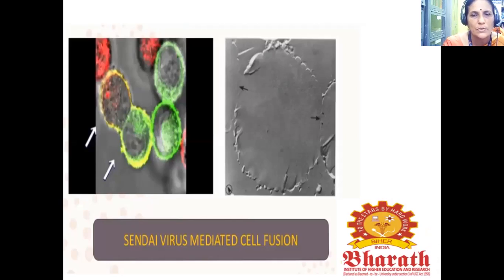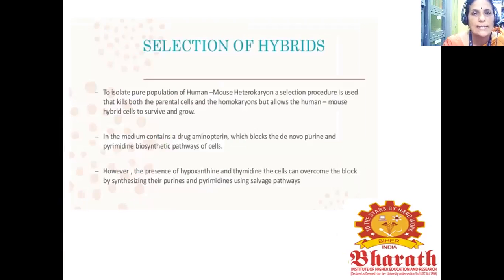So, microscopic observation, and the next step is selection of hybrids. To isolate a pure population of human-mouse heterokaryons, a selection procedure is used that kills both the parental cells and the homokaryons, but allows the human-mouse hybrid cells to survive and grow.